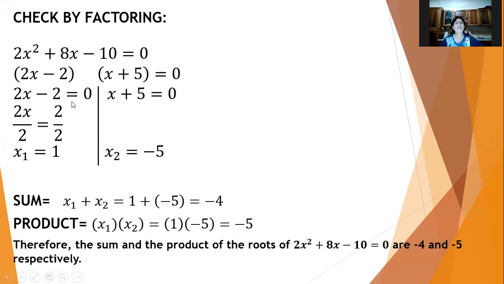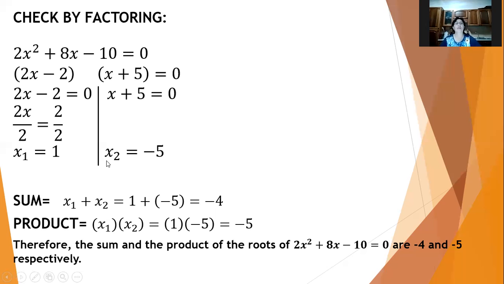Applying the zero product, equate to 0, it is 2x minus 2 is equal to 0. And the other one, x plus 5 is equal to 0. Then 2x is equal to 2. Divide both sides by 2 in order to get the value of x sub 1. 2 divided by 2 is equal to 1. X sub 1 now is equal to 1.